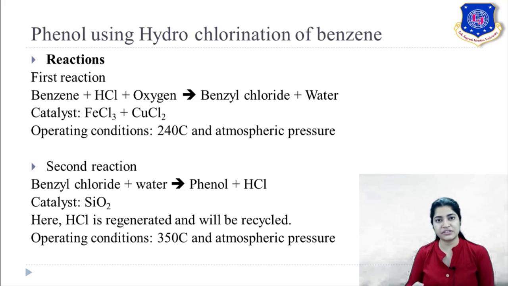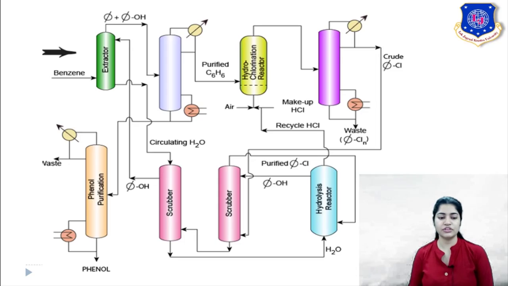This is your first reaction. The intermediate formed here is benzyl chloride. The second reaction is benzyl chloride reacting with water, hydrolysis, which gives phenol and HCl. Here HCl regeneration occurs: hydrochloric acid is regenerated and recycled. The temperature is 350 degrees Celsius and the pressure is atmospheric. The catalyst used here is silicon dioxide, SiO2. The process flow diagram is shown here.